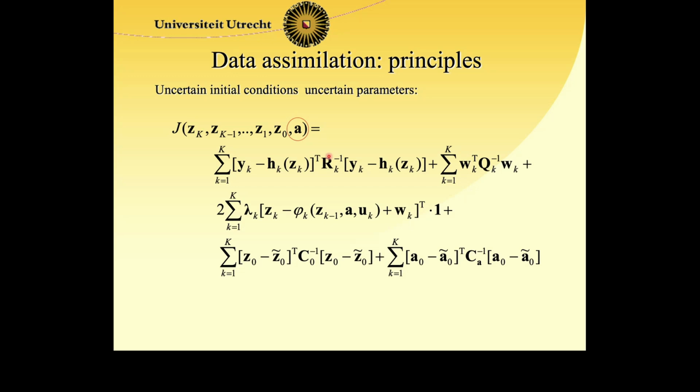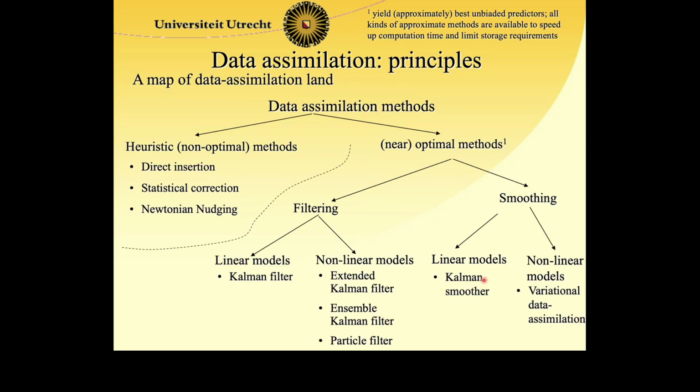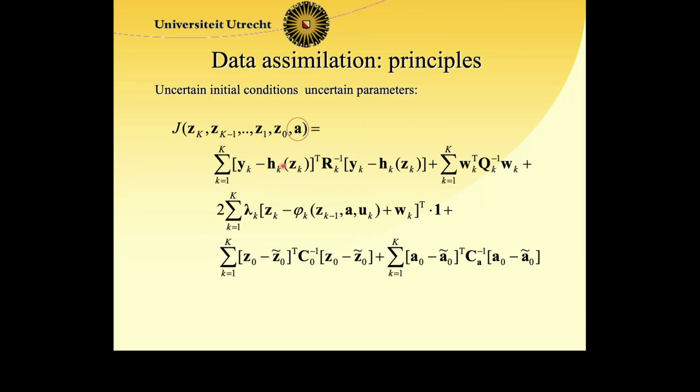There are also methods that directly try to optimize this. Now, what you see here is a sort of a family tree of data assimilation methods. There are other different data assimilation methods that we can use, but these are the methods that we see in the literature. We get the so-called heuristic non-optimal methods. They basically don't care at all about minimizing this set of equations, so they don't take that into account.